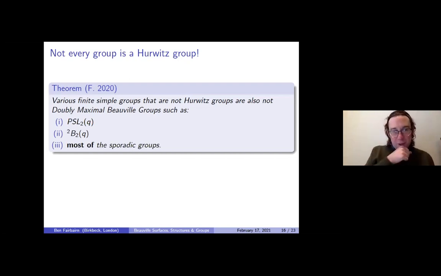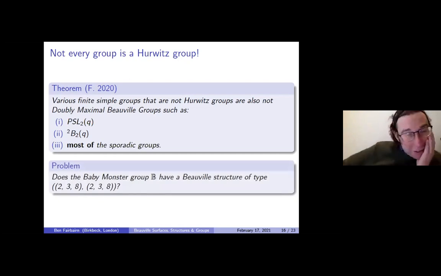So again, the sporadic groups. These 26 exceptions that don't belong in any infinite family, about half of them are known to be Hurwitz. The other half are known to not be Hurwitz. And most of those, it turns out, again, the lack of conjugacy classes causes problems, with one annoying exception. If any of you can show that the baby monster group has a Beauville structure of type 238, 238, it would please me enormously. So this is known to not be a Hurwitz group.